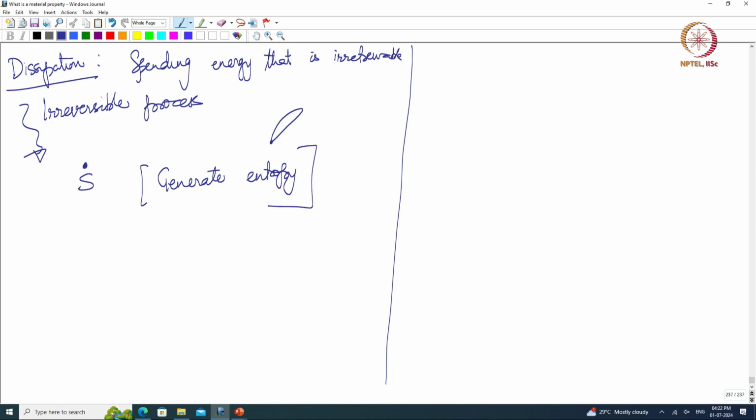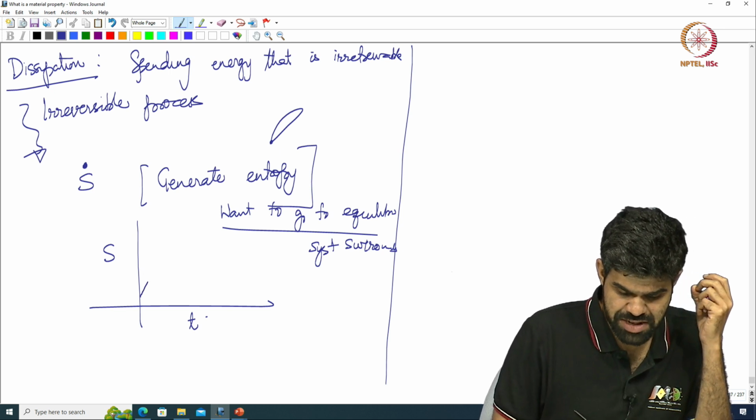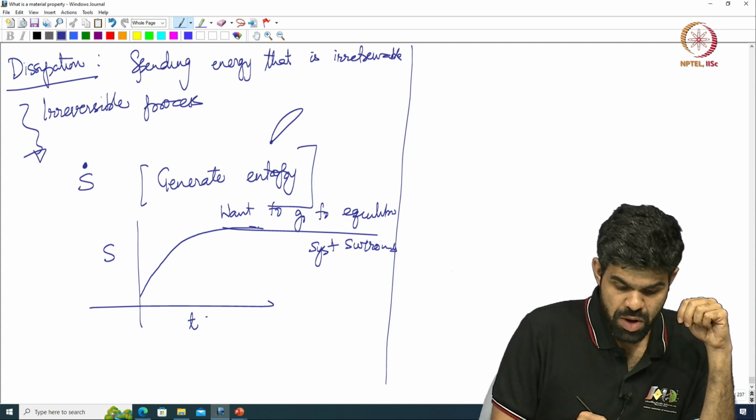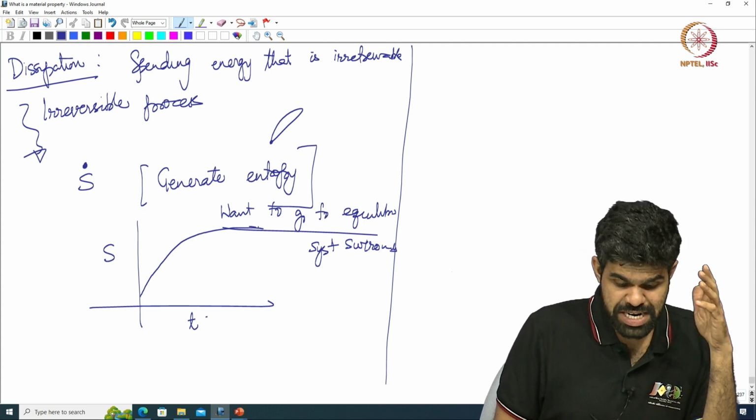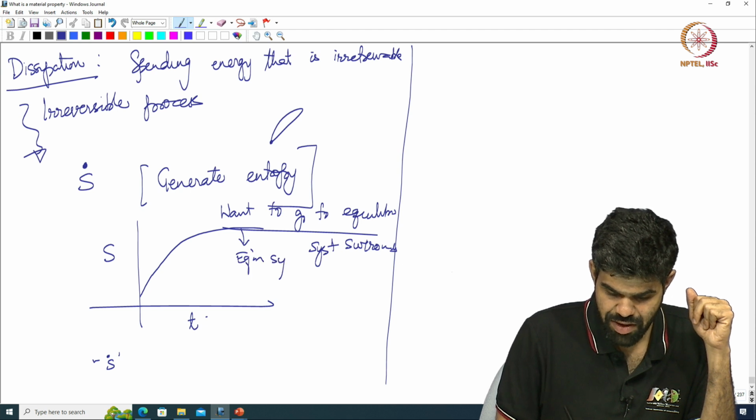Okay. Now what does it mean that I am generating entropy, right. So if I have S versus T, right. So for any system, right, any system would eventually want to go to equilibrium, or system meaning system plus surroundings would eventually want to go to equilibrium. So if I plot entropy as a function of time, entropy increases and eventually it sort of settles down, right. Now if I need some S dot, right, if I need some generation of entropy, I am not looking at equilibrium systems, this is the equilibrium system, right.